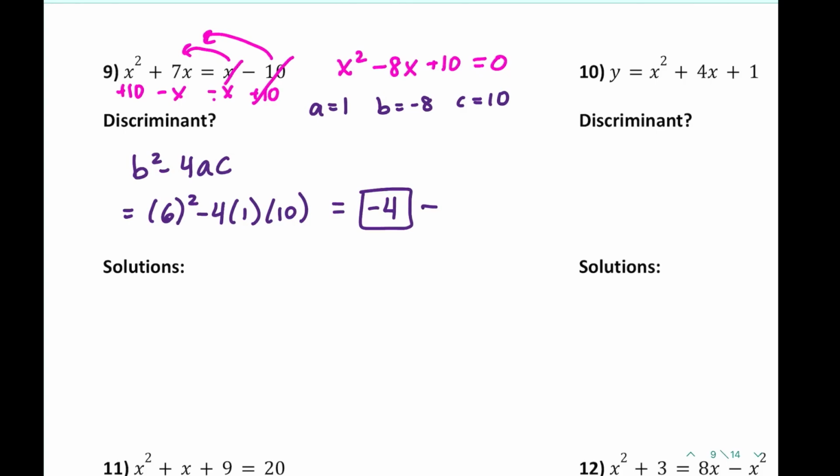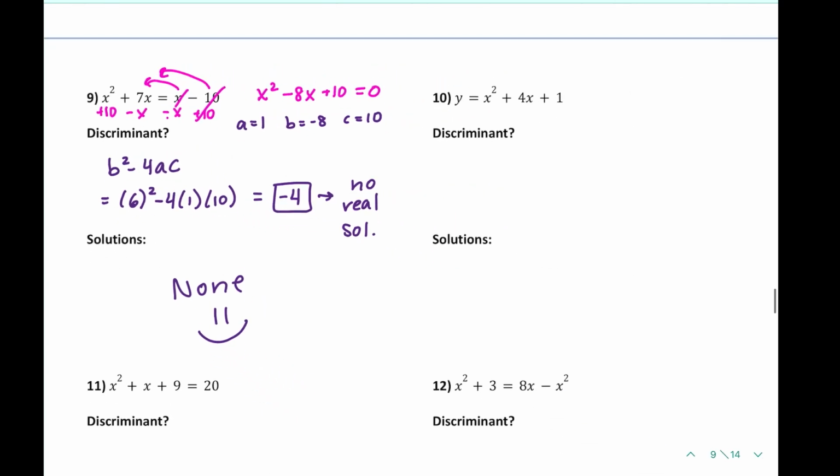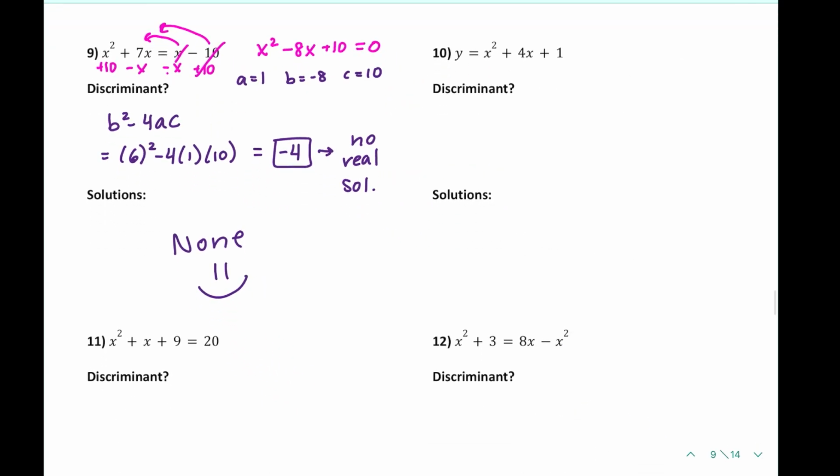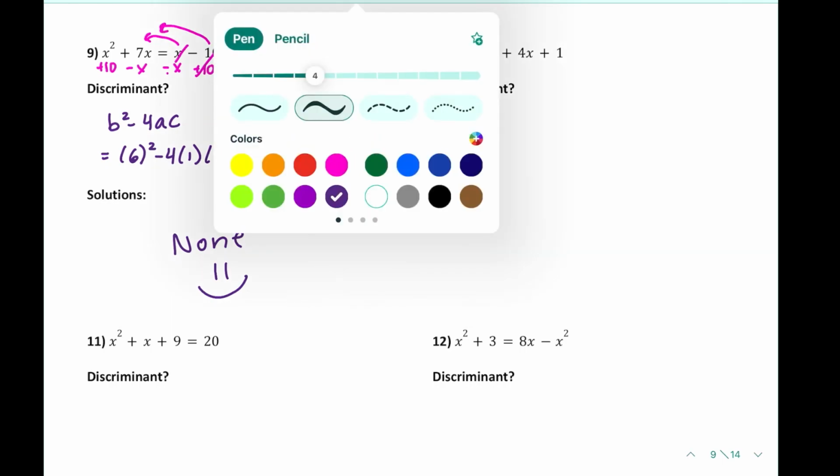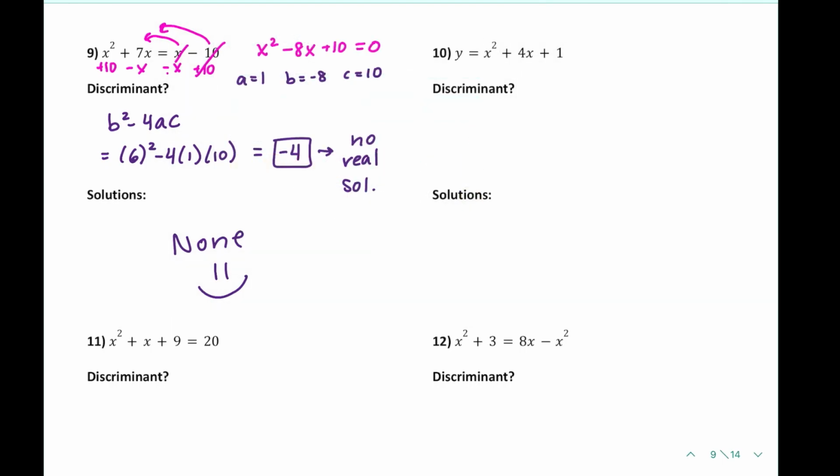So that tells me I have no real solutions based off the table on the previous page, and then no solutions, don't need to do any work. That's the last one like that, so don't expect a bunch of those on this page. Okay, so let's do a few more. Again, these can be a little bit tricky, particularly the ones where you have to rearrange them at the very beginning to get it in standard form.